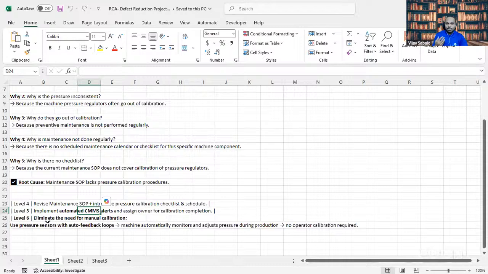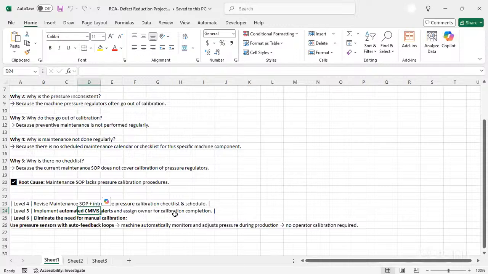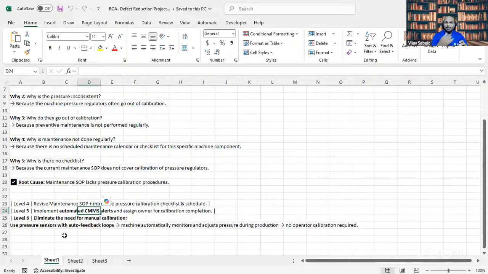And unless and until you do it, it is not going to close, right? So that's an alert, and it also assigns the owner, right? So who needs to do it? This is due, and the person needs to do it. And the status we can clearly see. So there can be some reports that are sent by the system automatically. So these are the calibrations which are pending, right? And if we can have the pressure sensors with auto feedback loops, the machine automatically monitors and adjusts pressure during production. No operator calibration is required, right? But that also requires, I can say, more technical knowledge, more expertise. But that also we can execute.